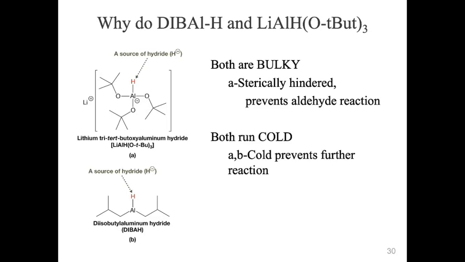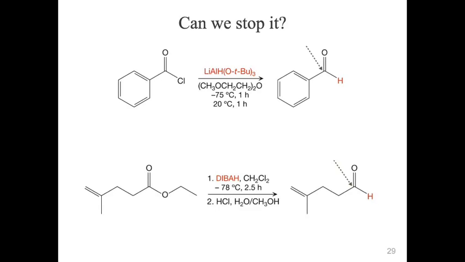The specifics behind it, they're both sterically hindered. This prevents that secondary reaction with the aldehyde because it's so hindered it can't coordinate in as easily. And they're both run in very cold temperatures. So we double back. Negative 75 degrees Celsius, negative 78 degrees Celsius. These are very, very cold. That cold can also limit that reactivity. Make sense?